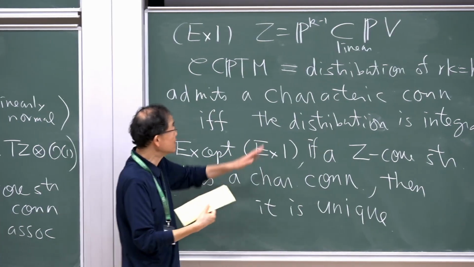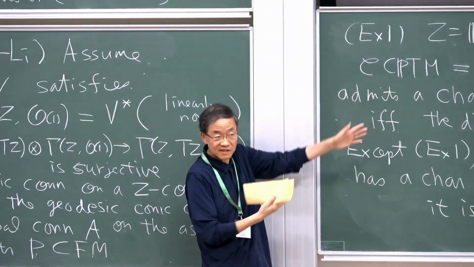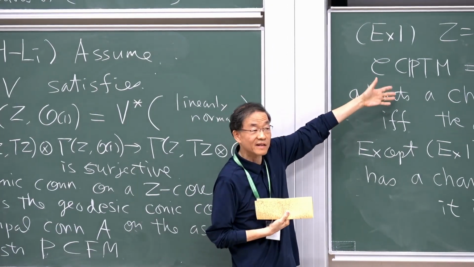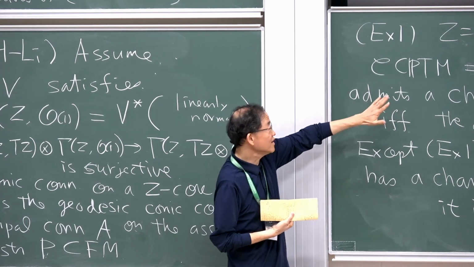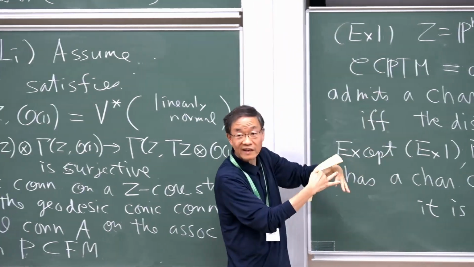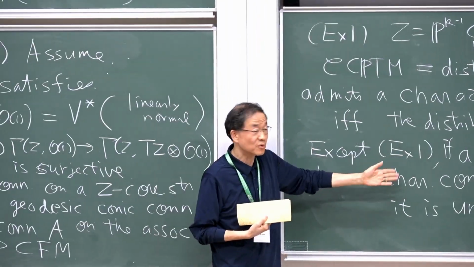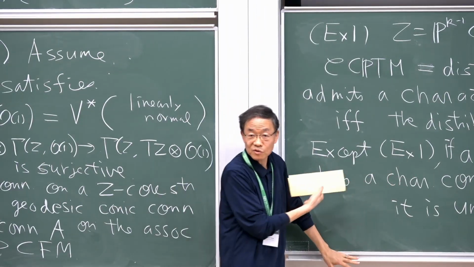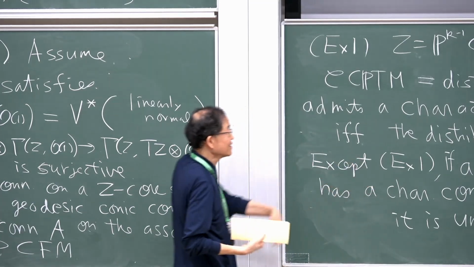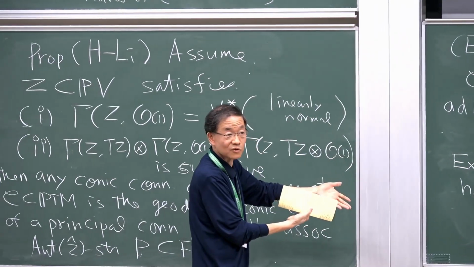The case where Z is a linear subspace is the only case where it can have many characteristic connections. Unless it's a linear subspace, if it's a non-linear projective variety, then any G cone structure, if it has a characteristic connection, then it is unique. So there's something canonical about the characteristic connection.